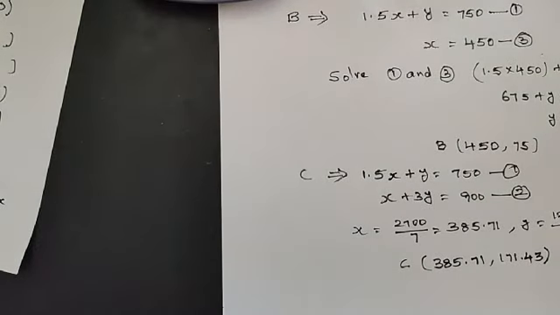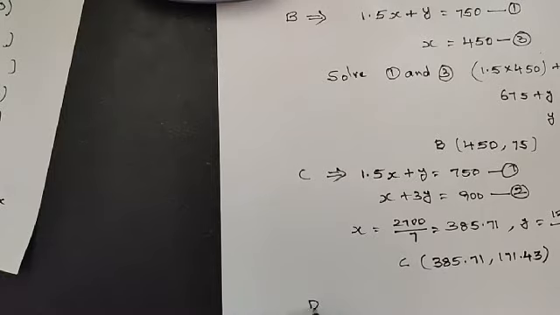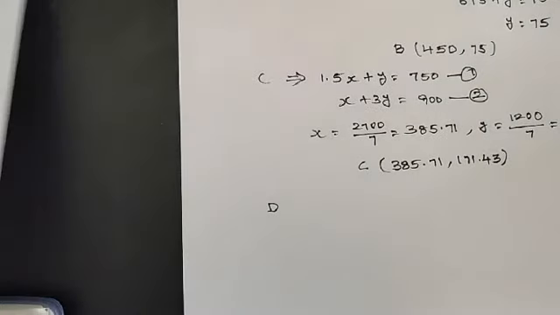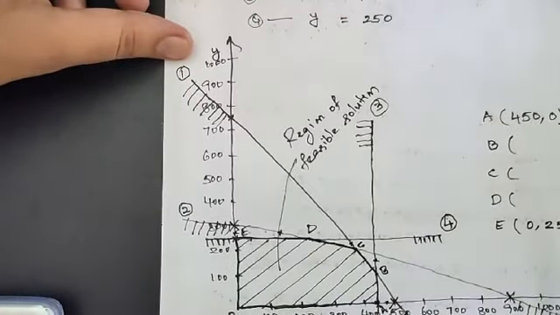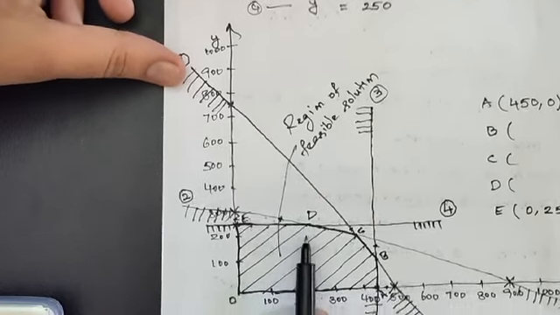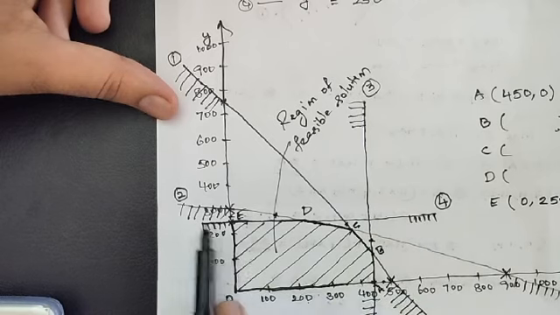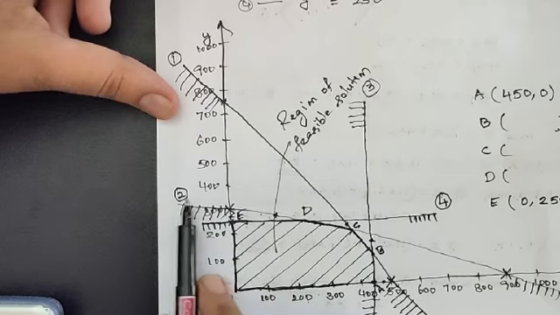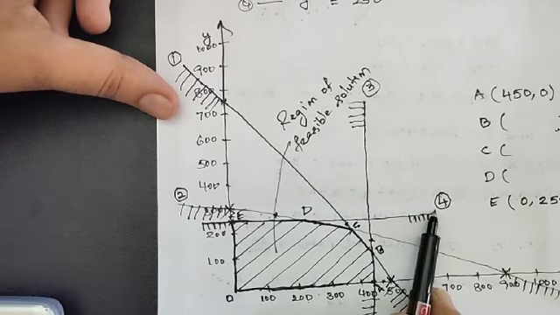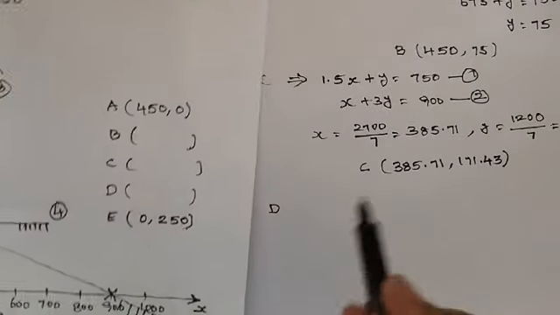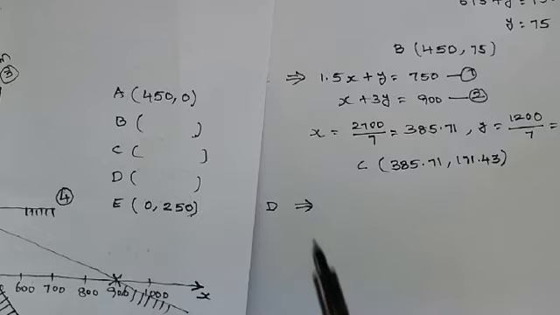Next, I got the values of C also. Now I require the values of D. So what about the value of D? If you observe in the graph, the point D is formed because of the intersection of line 4 and line 2, right? So if you solve equations 2 and 4, then you can get the value of D. So now let us write equations 2 and 4.